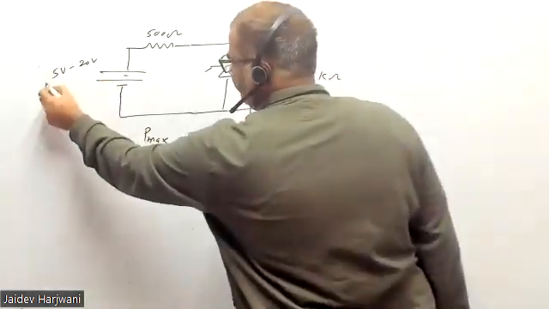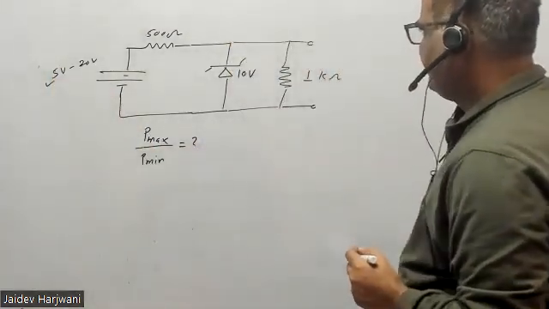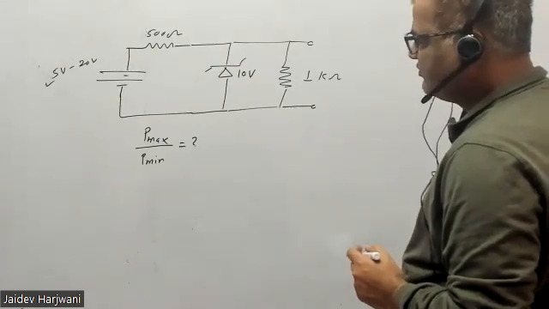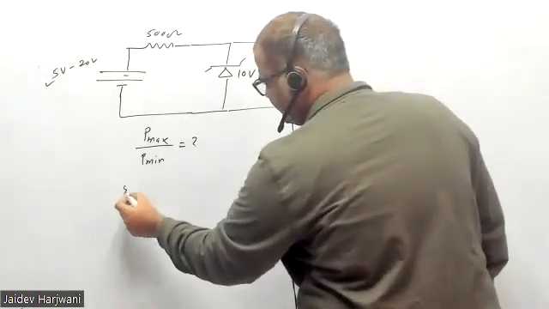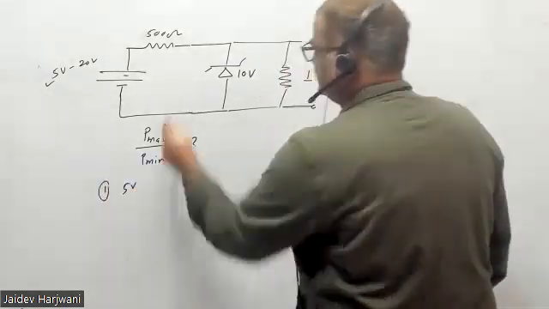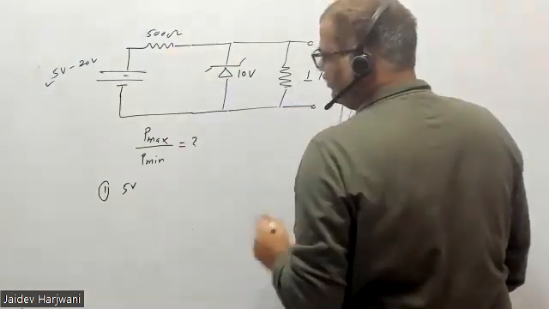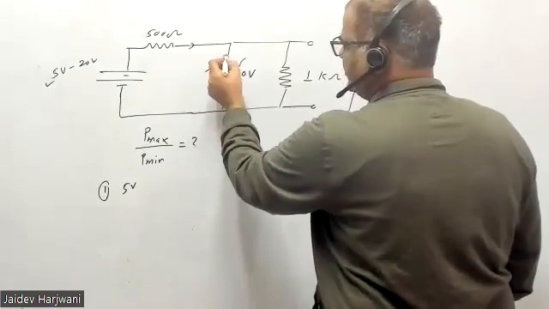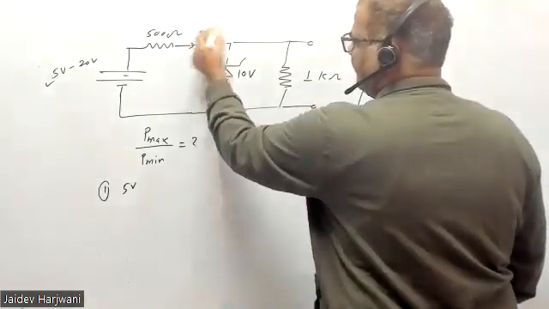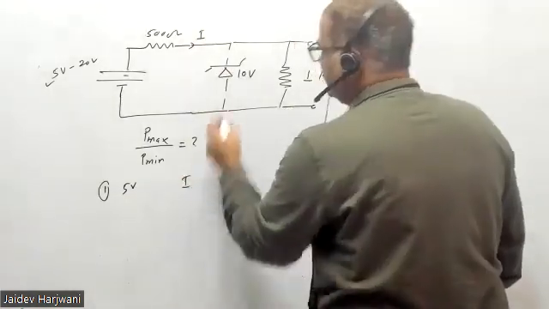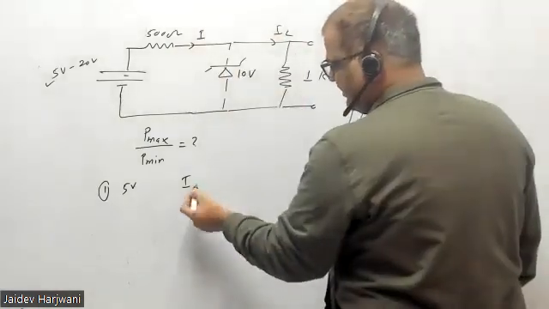So let us start with this 5 volt battery. With the 5 volt battery, how much voltage is coming? If I use 5 volt first, obviously this diode will be open. Here no current is going, I am making this open. So the total resistance is 500 plus 1 kilo, 1500 ohm. The total current will be only equal to IL. This current will go here, so this will be IL.